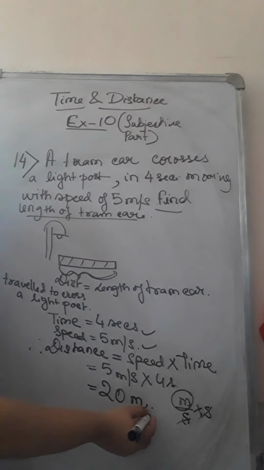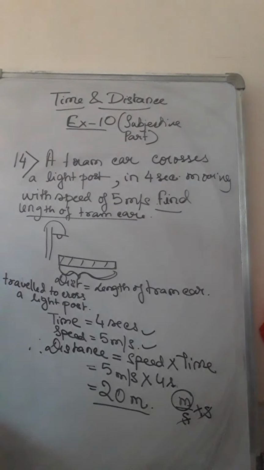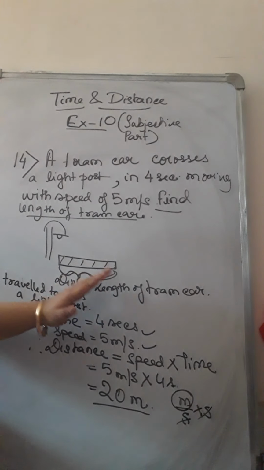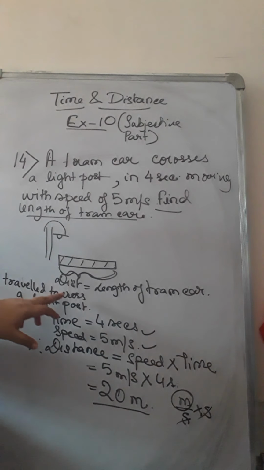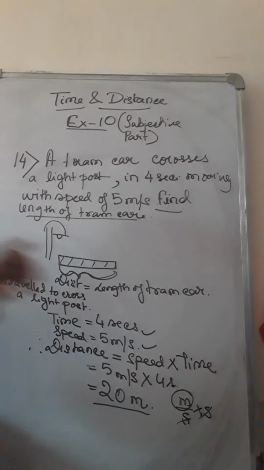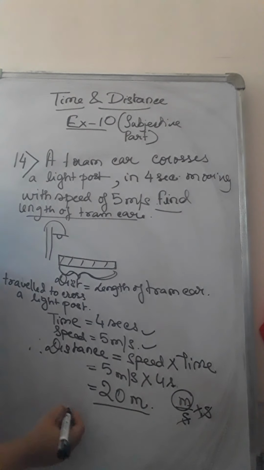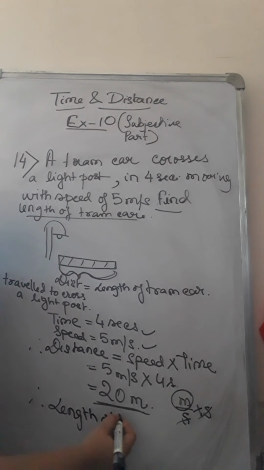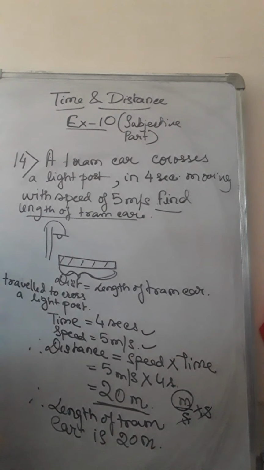So this is the distance that is travelled by the tram car in order to cross the light post. And we also know that distance travelled is equal to the length of the tram car. So we can write therefore length of tram car is 20 meters. This is your answer.